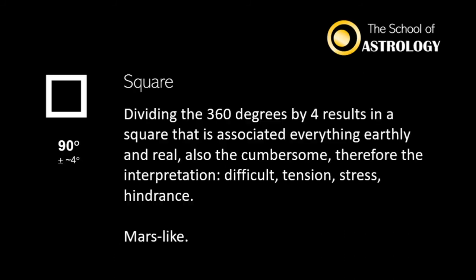All right, let's move on. So here we have our next aspect, the square. The square is a division by 4 of our 360-degree circle.